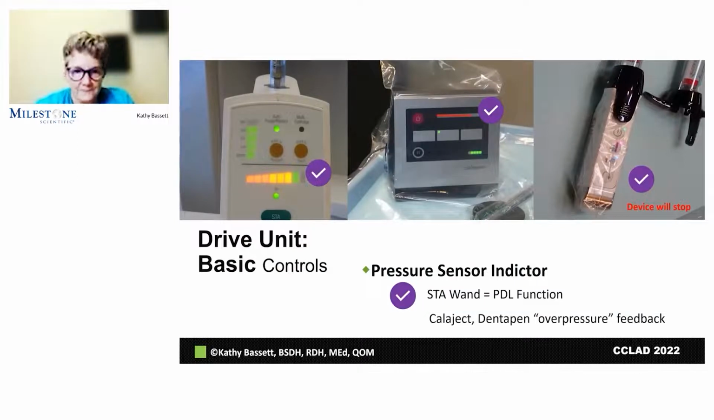Basic drive units, all three of them have a pressure sensor, which is going to let you know when there's either an overpressure situation or you've properly achieved pressure. So when you look at the image on the left for the wand, when you see those lights go up, that's telling you you're building pressure and we have enough solution pressure to deliver through a periodontal ligament. The other two devices are generally going to give us an overpressure signal where we need to slow down our delivery to be comfortable and effective in that type of tissue.